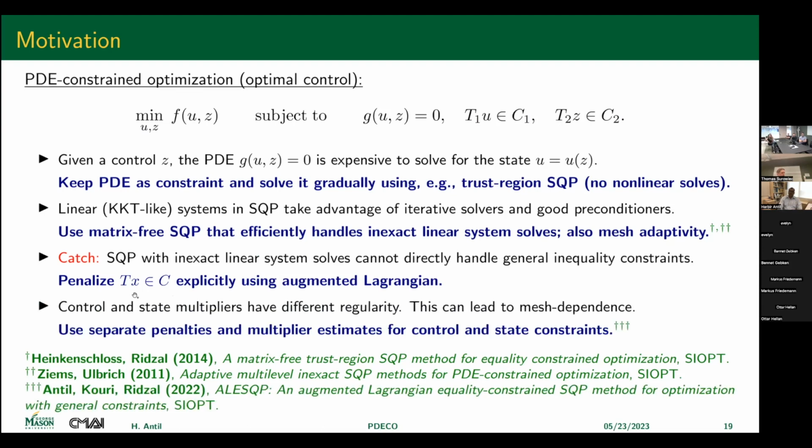And the other thing that we are proposing is to use separate penalties for separate constraints. So the state u could scale very differently than the control z. Think about u being the temperature, fulfilling the heat equation, z being the source, which is the force. They have completely different units, and we see this in the numerics too. So in our framework, we are proposing to use different penalty parameters for different variables. And all this is published in this recent SIOPT paper.